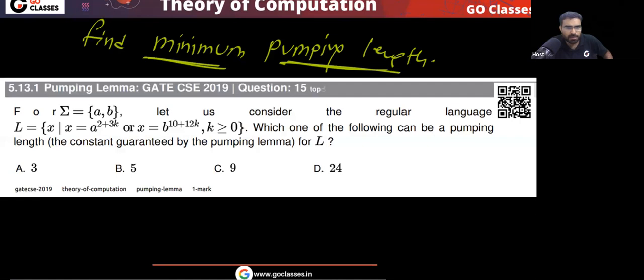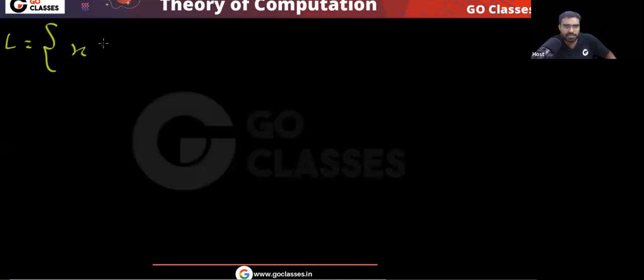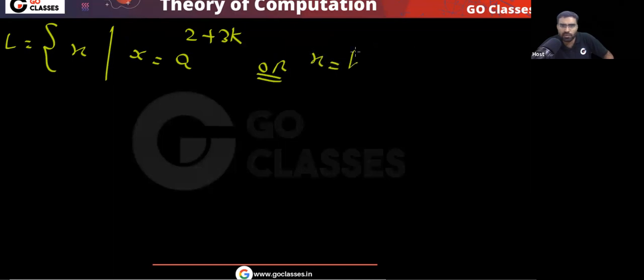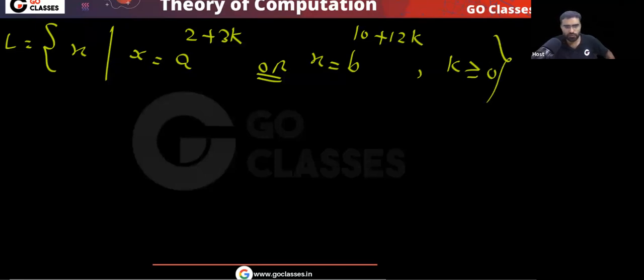So your language is this. In the language you have a power x, where either x is equal to 2 plus 3k or x is equal to 10 plus 12k for b power x, where k is greater than or equal to 0. This is your k. So first you understand the language. What is the language? Tell me.